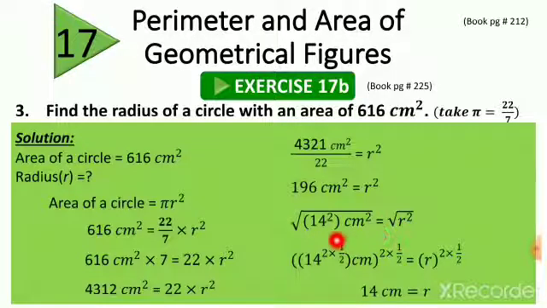Now we will write the value of pi. The power is 1 by 2, so we will multiply the power of the square root, 1 by 2, with the powers of all the values. So 2 and 2 can cancel. Now we have got 14 centimeter. So r is equal to 14 centimeter.